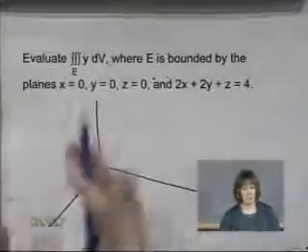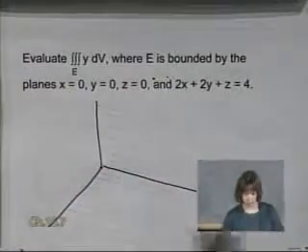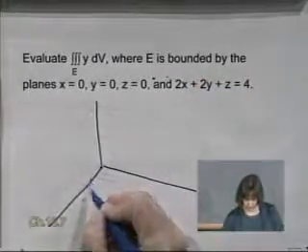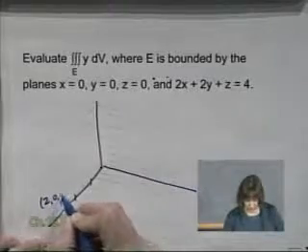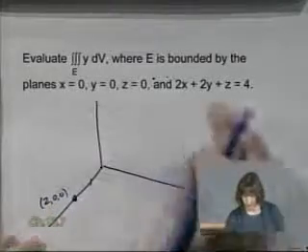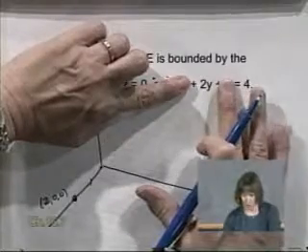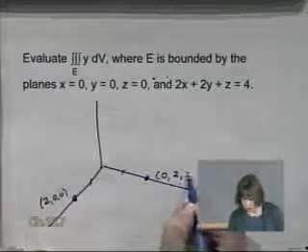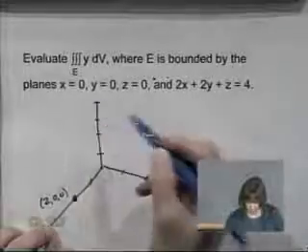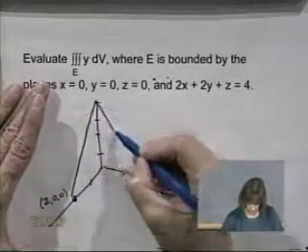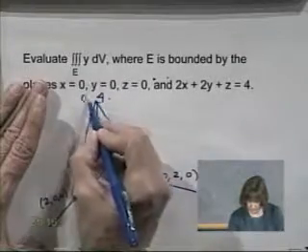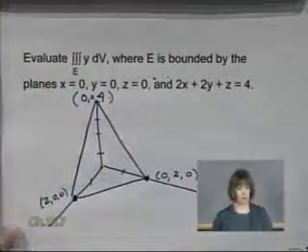They usually pick it so that it's one that's lying in the first octant, so your drawing won't be off. Notice if I let y and z be 0, what does x equal? 2. So this is the point (2, 0, 0). If I let x and z be 0, y is 2. So this is the point (0, 2, 0). And if I let x and y be 0, z is 4. 1, 2, 3, 4. So that's the point (0, 0, 4).